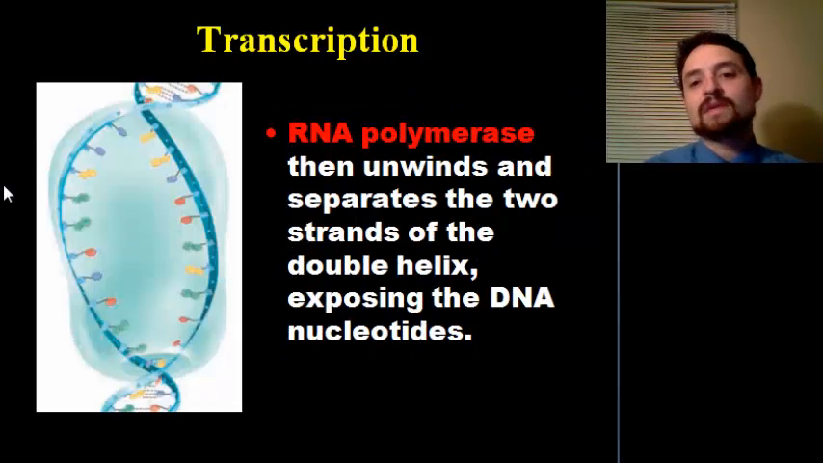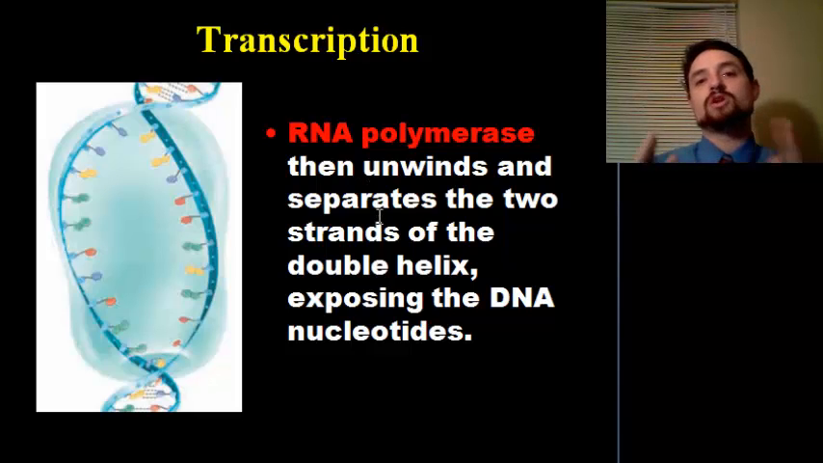The second step is that RNA polymerase, the same enzyme, will unwind and unzip the DNA. In replication, DNA helicase did this, but in transcription, it's RNA polymerase that does all this. It will unwind and separate the two DNA strands, exposing those nucleotides. This is the important region, that sequence of nitrogen bases. If you know this sequence, then you can figure out the next steps of the process.